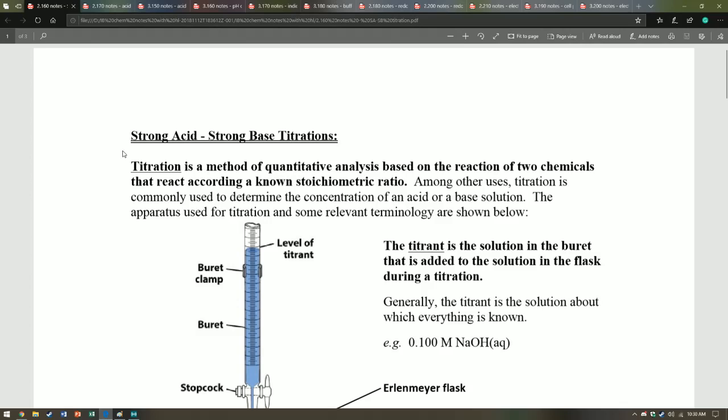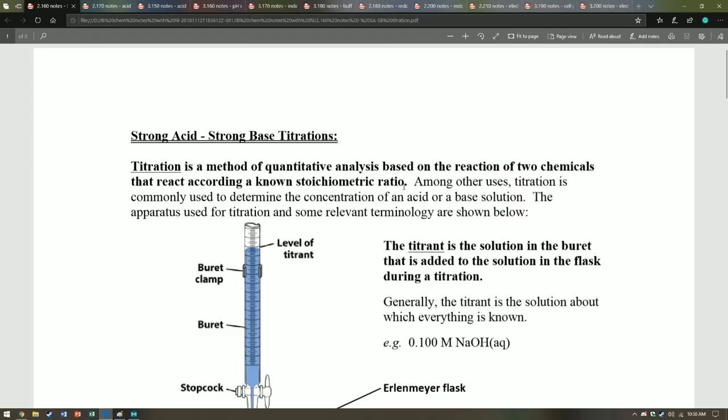So without further ado, the formal definition of titration is a method of quantitative analysis based on the reaction of two chemicals that react according to a known stoichiometric ratio. Basically, it's used to determine how much of something there is in a solution, and that's really useful. Now, provided you know what's in there, you can use it to do all sorts of useful things.